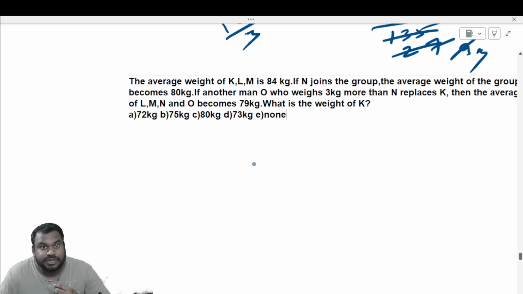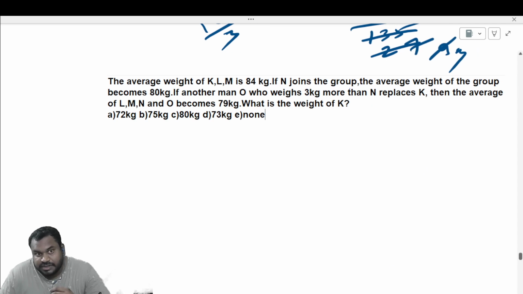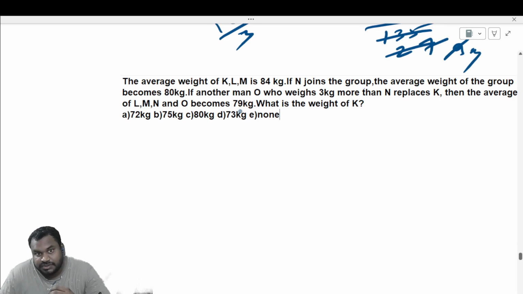See, the average weight of K, L and M is 84 kg. When N joins the group, the average weight of the group becomes 80 kg. Another man who weighs 3 kg more than N replaces K, then the average of L, M and N becomes 79 kg. What is the weight of K?